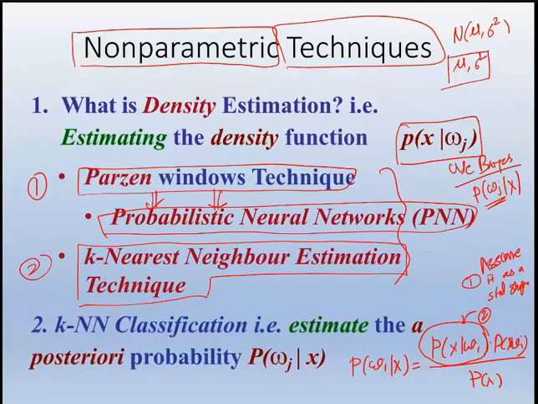So this is one way. The second, or third rather, is called k nearest neighbor classification, where we estimate directly from data probability of omega j given x. These methods are quite popular till now, where we do this estimation directly from data. So we will move slowly from the first two methods, then we will see the third method, which is, as I said, very popular.